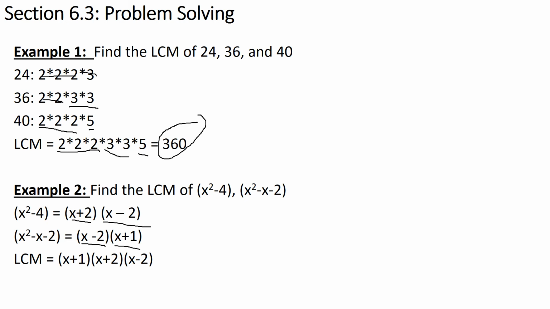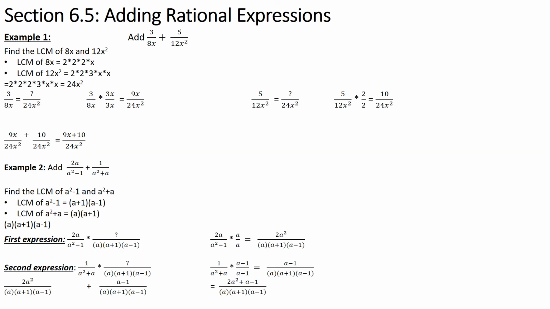Well, both have an x minus 2 there. And then this one has an x plus 1. The second one is x plus 1 right there. And I got an x plus 2 over here. Those three binomials together, when multiplied, become the LCM of those two expressions. And we use this when we're adding rational expressions.